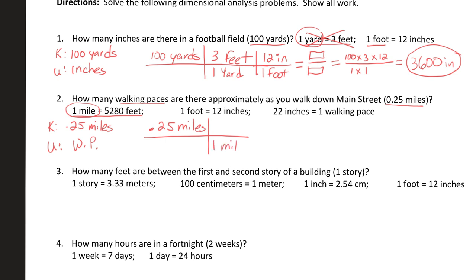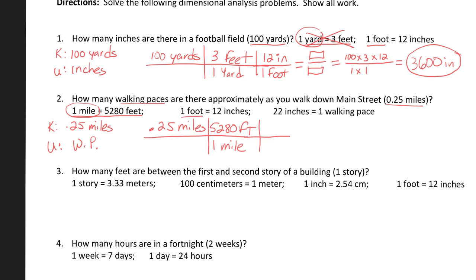Mile has to go on the bottom. One mile is equal to 5,280 feet. I'm going to abbreviate feet. Now, I'm not to walking paces yet, so I have to keep going with this problem. I'm going to need another spot for my factor label table. If I've got feet on the top, I'm going to need feet on the bottom.